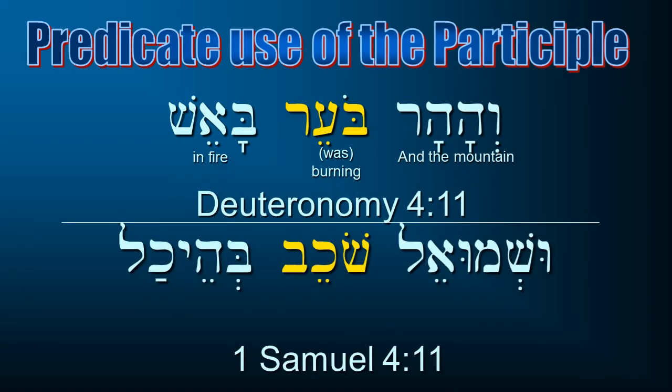Here's another example. This time we see Samuel, Shokav. Actually, it's he was lying down. That's my participle, and Behekal, in the temple. Notice it's not the temple doing the action. It's Samuel, and it's describing just what he's doing. And so, very simple use of the participle, the predicate use of the participle.